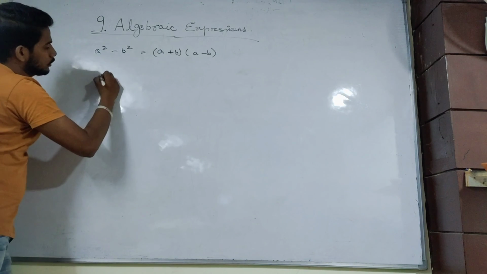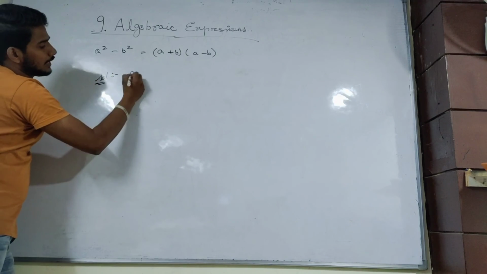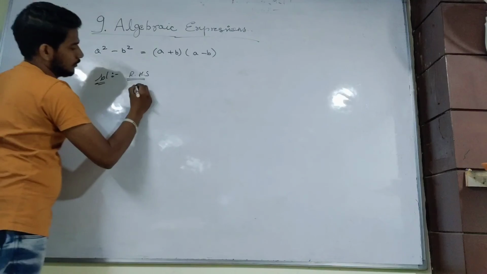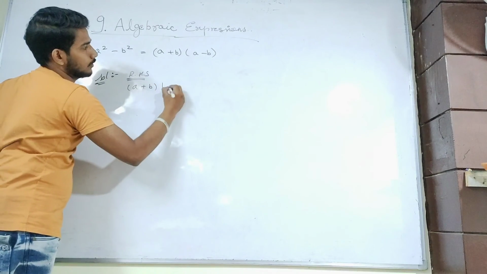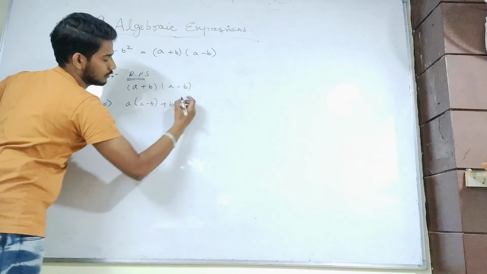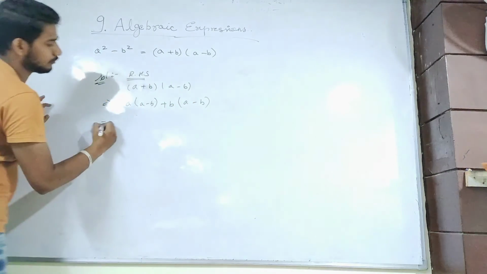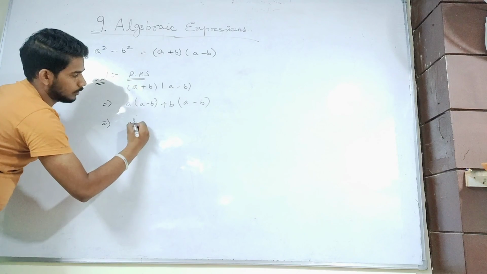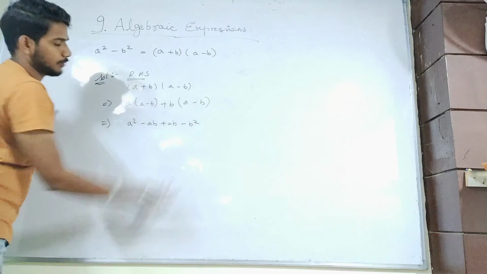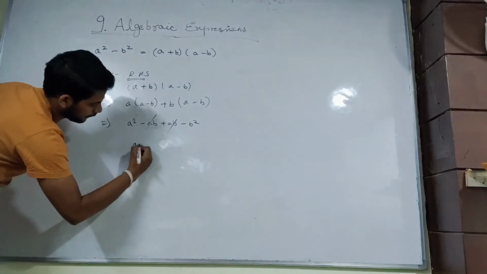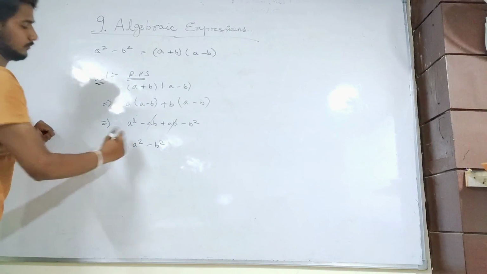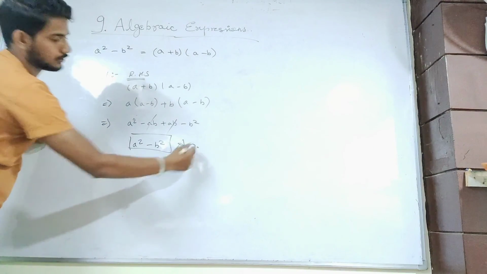So for the solution of this, I will take the RHS, which is the right hand side. From this we will come to this: a plus b, a minus b, then a into a minus b plus b into a minus b, a square minus ab plus ab minus b square, plus minus minus. These two terms will cancel out and it will be a square minus b square. This will be your answer.